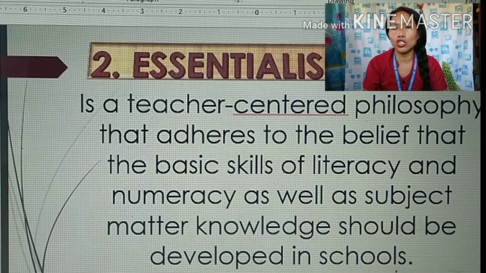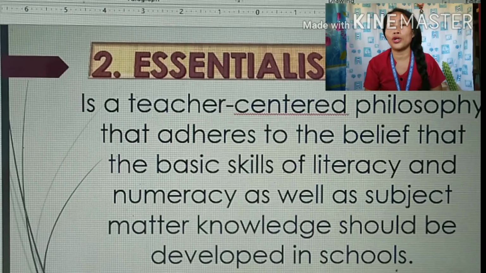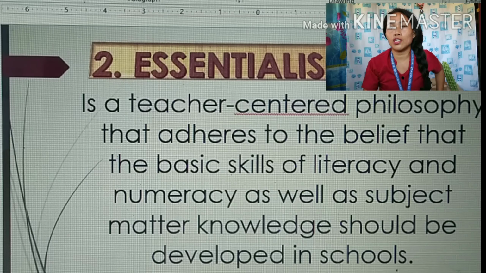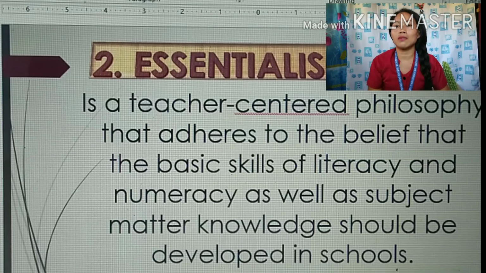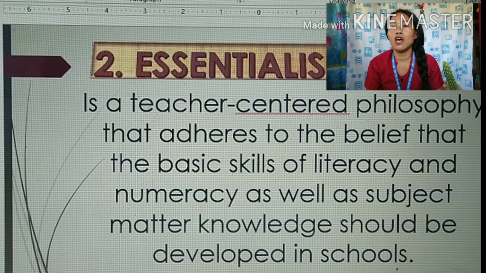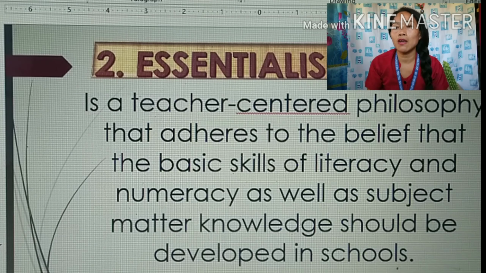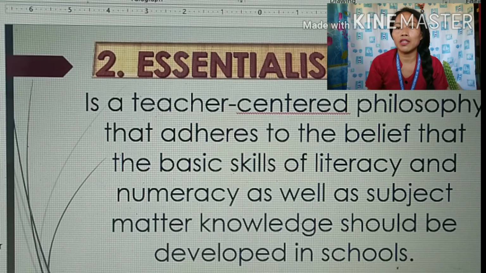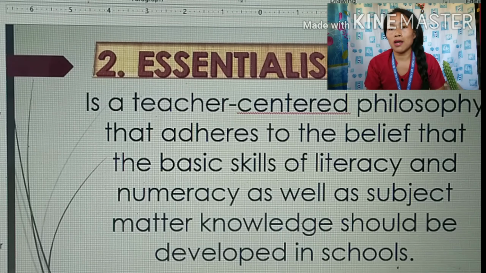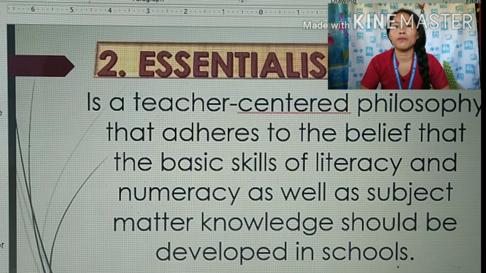When we say essential, it is extremely important, very necessary, or a must-have for students. So essentialism is a teacher-centered philosophy that adheres to the belief that the basic skills of literacy like reading and writing, and numeracy like arithmetic, as well as subject matter knowledge should be developed in schools.